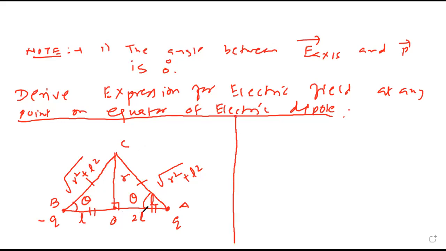Draw this diagram then. A and B are the two points where positive and negative charges are placed. So electric dipole consisting of positive and negative charge, separated by distance 2L, O is the center, OA equal to OB equal to L.